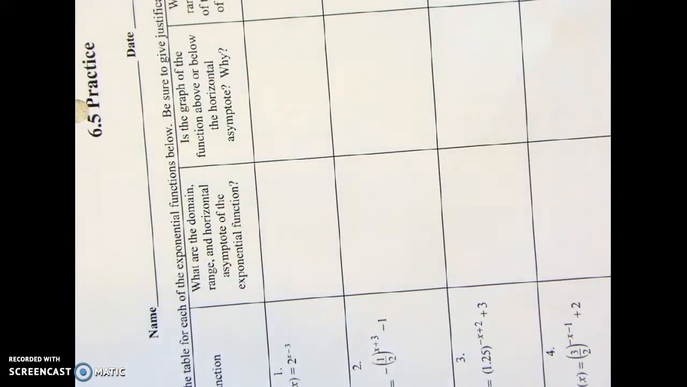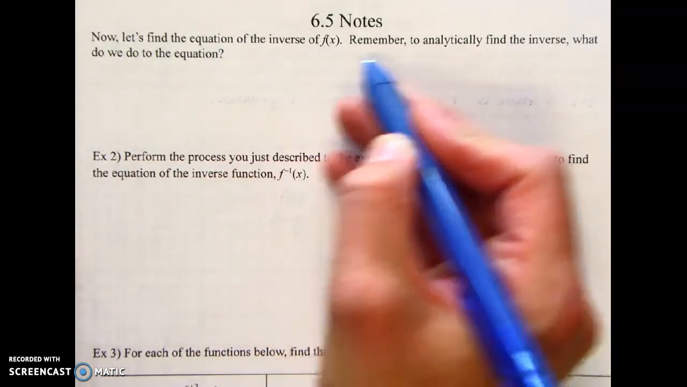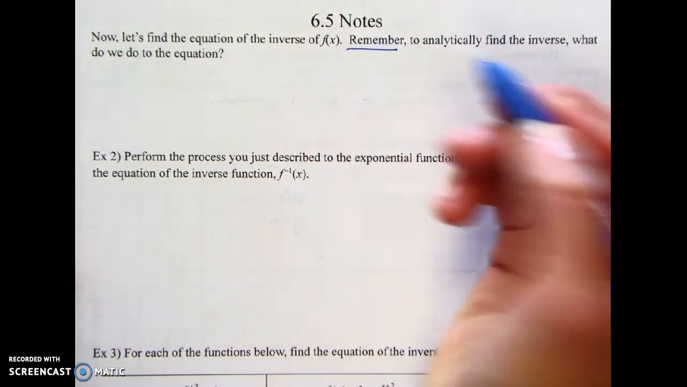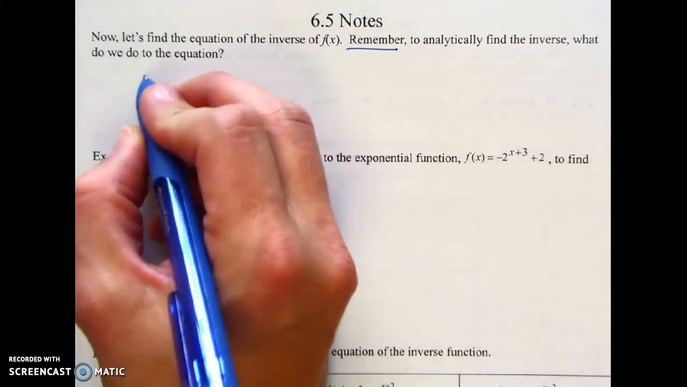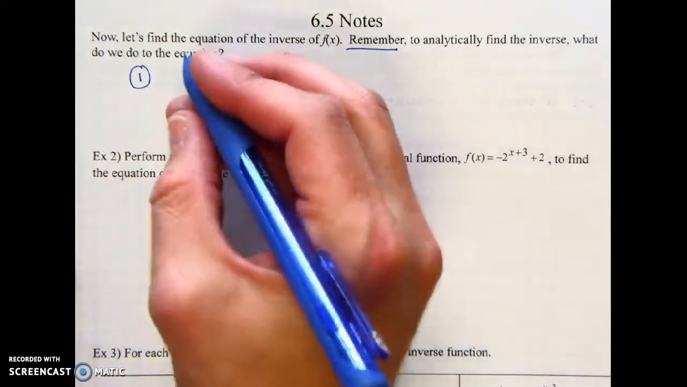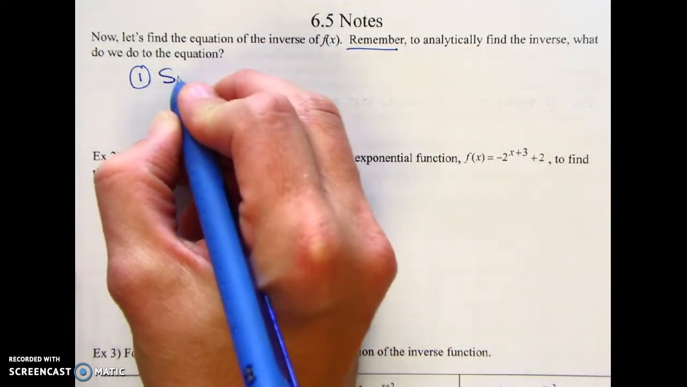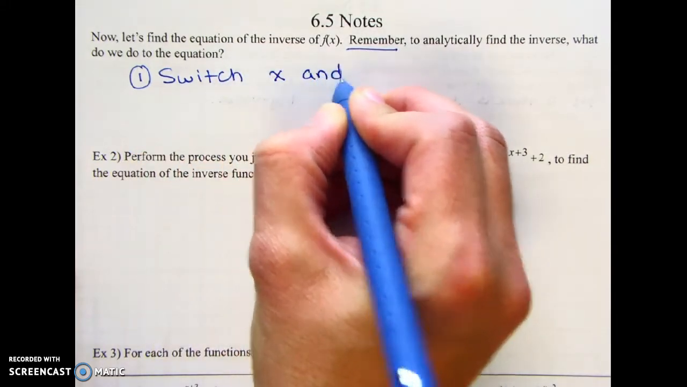Turn the page. All right, now let's find the equation of the inverse of x. Remember, to analytically find the inverse, what do we do to the equation? So again, what did we do on the front side? We switched the x's and y's. Guess what? That's what we're going to do again. We're going to switch x and y.